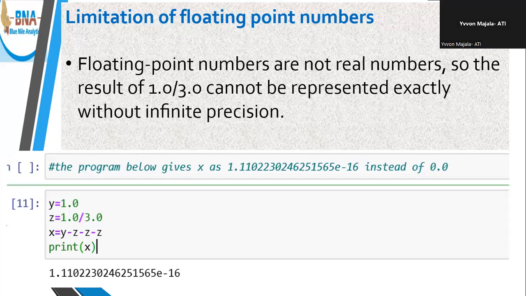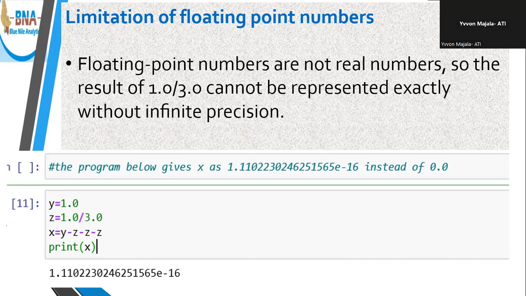Floating point numbers are not real numbers, so the result of 3.1 divided by 3.0 cannot be represented exactly without finite precision. This just means that floating points are decimals, so the results cannot be represented exactly. As we all know, 1/3 gives you a very long recurrent number. It is called a recurrent number.